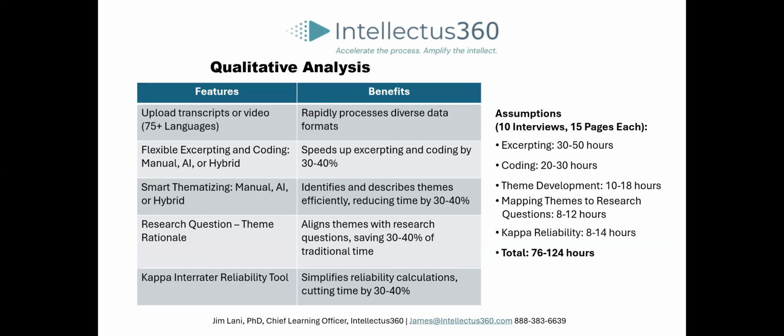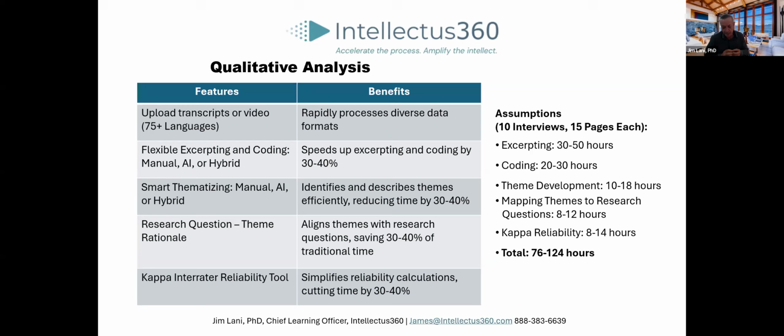Yes. Great. So Intellectus Qualitative really is, I'll focus on 5 different kinds of features. One is you can upload many different languages, and you can upload audio or video, and it will transcribe it. You can code an excerpt using AI, manually, or some hybrid version of that. You can thematize using AI, hybrid or manual. That is to say, it will discern how many themes are appropriate, and then create a theme name and description for that.